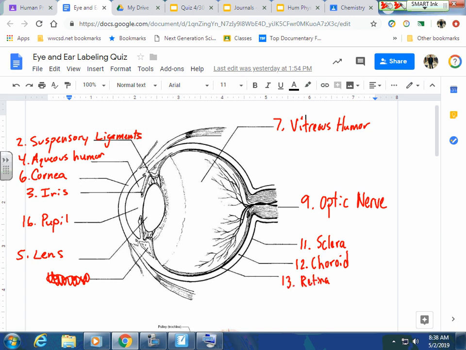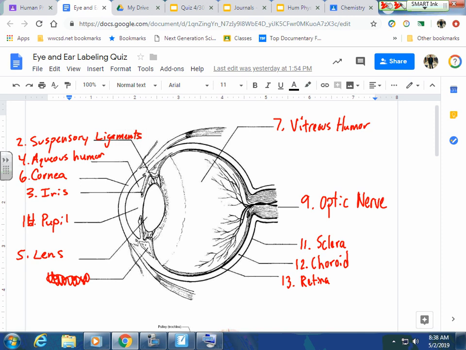Did I say 16? I might call that 14. It doesn't matter. It's just an extra one. Okay, so there's your eye diagram. Anything I missed besides pupil? And that's it. That's 9-5. Actually, it's not 9-5. I keep forgetting.